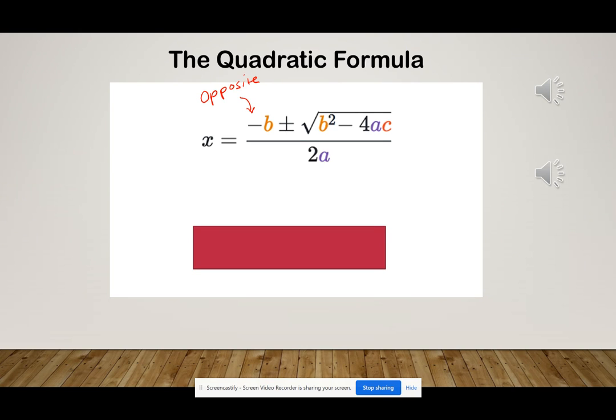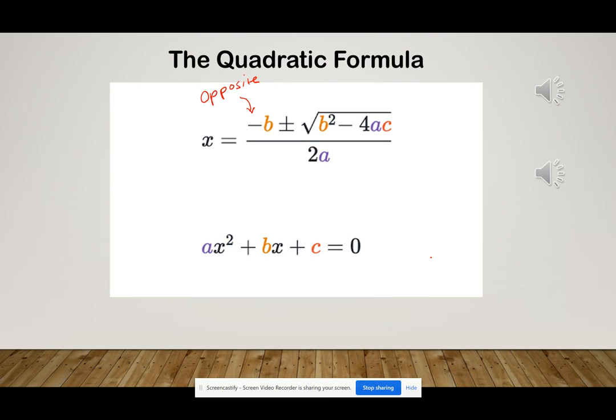Where do we get a, b, and c? Well, we get that from our equation. So if you remember, this is standard form of a quadratic. The a is always the number in front of x squared, b is always the number in front of x, and c is always the constant. And then we just set that equal to 0.